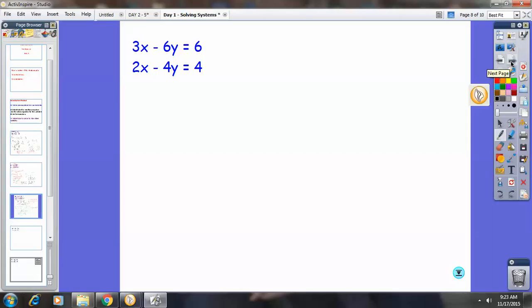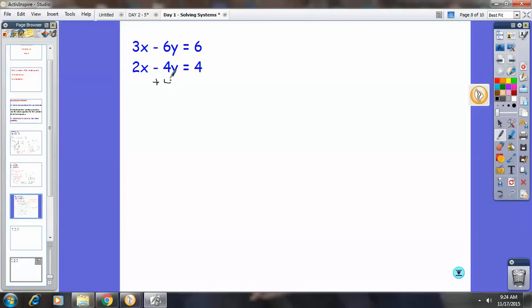Okay, so here's our next example. I've got two more, this one and one more. So here we have 3x minus 6y equals 6, 2x minus 4y equals 4. We need to pick one variable to solve for, one variable by itself. I think that there are better variables to solve for than others. Solve for x, the second one's a good choice.